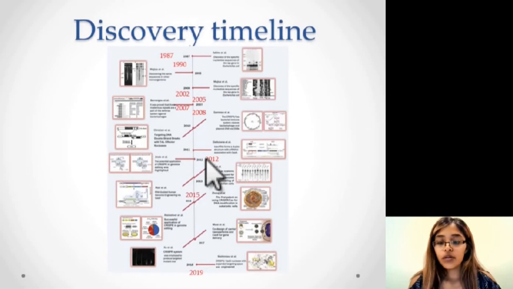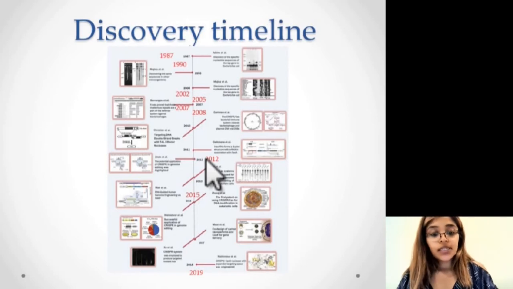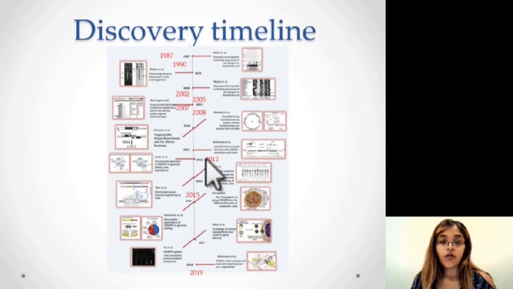So we're going to go ahead and talk about the discovery timeline of CRISPR. In 1987, some Japanese scientists saw that there was a pattern of DNA in E. coli.